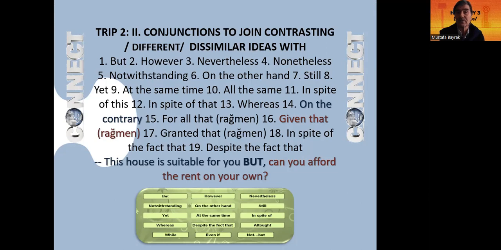Of course, we will see their different structural usage as well. For example, we can immediately put however in place of but, like this. This house is suitable for you. This is a positive idea, positive situation. This house is suitable for you, but can you afford the rent on your own? Or however, can you afford the rent on your own? Nevertheless, can you afford the rent on your own?